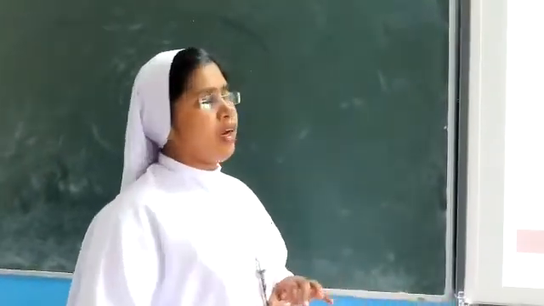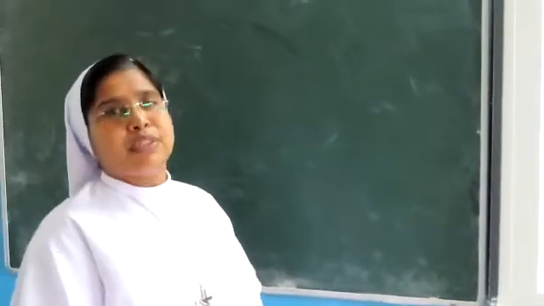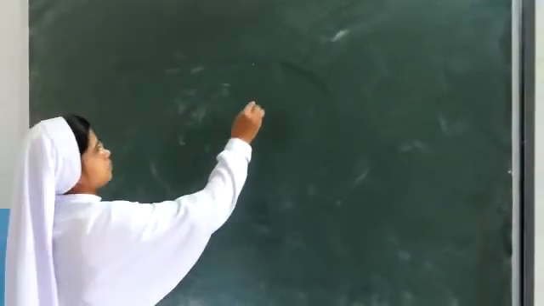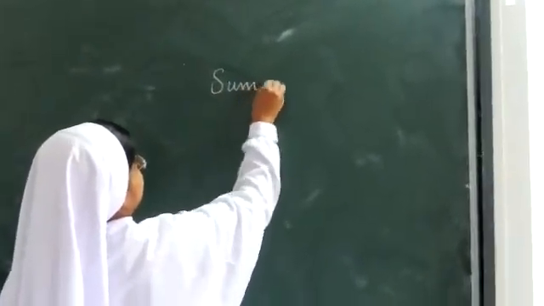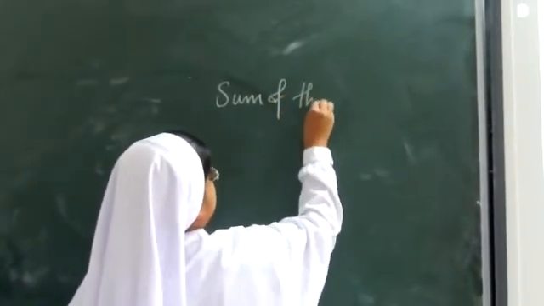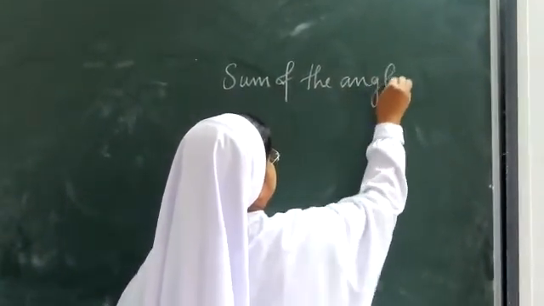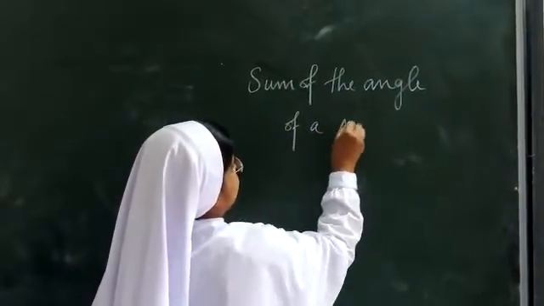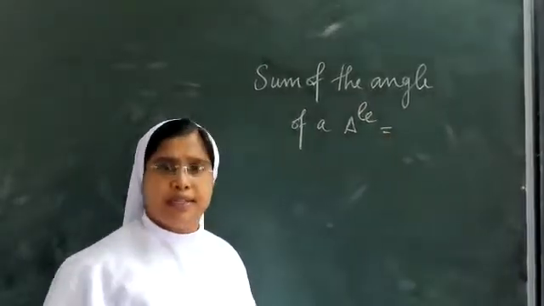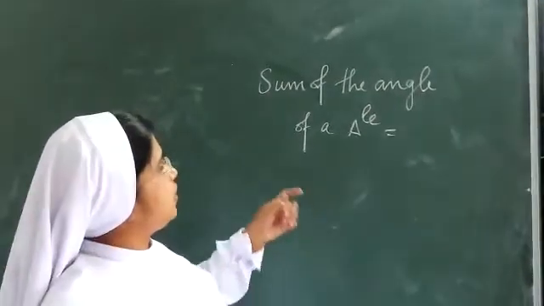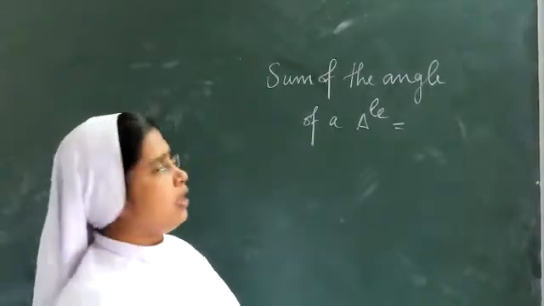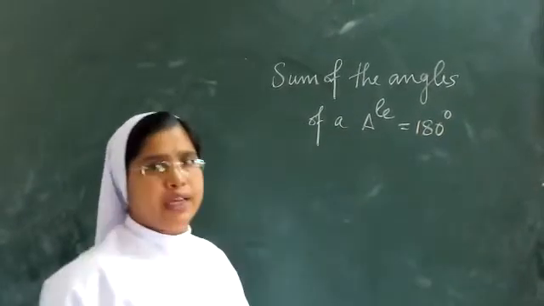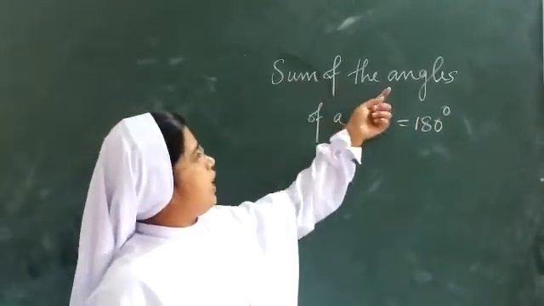Okay, now the important thing of this chapter is the sum of the angles. Sum of the angles of a triangle. How much did you learn in the first chapter? What is the sum of the angles of a triangle? The angles of a triangle add up to 180 degrees. Okay, that is the sum of the angles of a triangle.